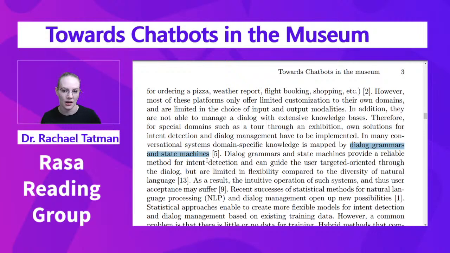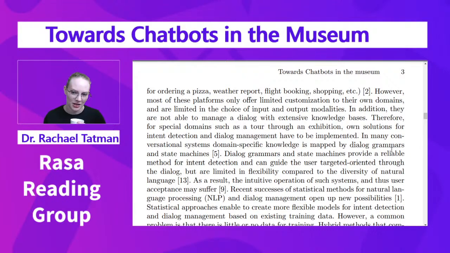In many conversational systems, domain-specific knowledge is mapped by dialogue grammars and state machines. And these are some sort of older approaches. People still use them. They're still very useful. But at Rasa, we tend to combine rule-based and sort of state-based, well, not so much state machines, actually. We combine sort of memorization of dialogue patterns with more contextual understanding using TED, for example. Also, keep your eyes out for an update on that area. That's all I'll say there. We'll announce it. It will not be a surprise.